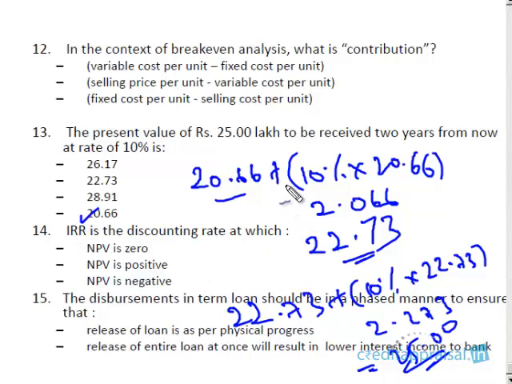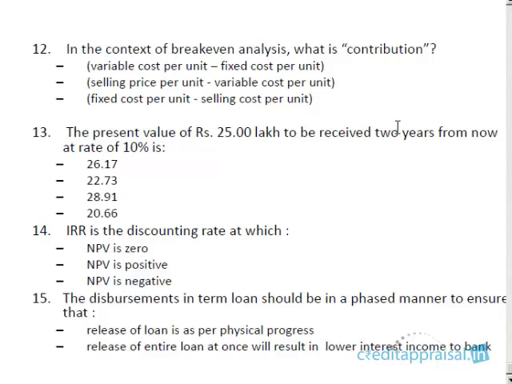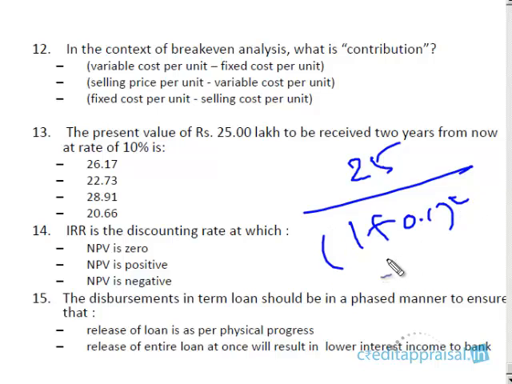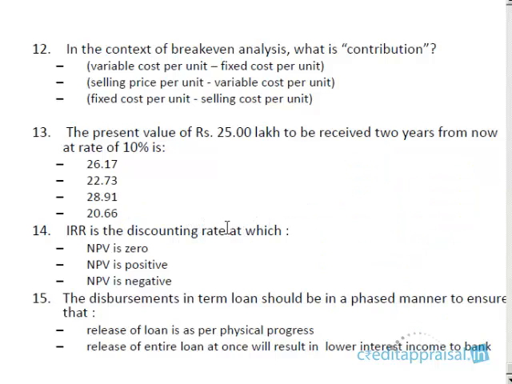Got the concept? So you need not actually do the formula. The formula, if you want to answer this question, is 25 plus 1 by 0.1 to the power 2. So this is 25 by 1.21. If you calculate, you will get 20.66, but that is not the point of this exercise. I want you to answer without calculating, right?